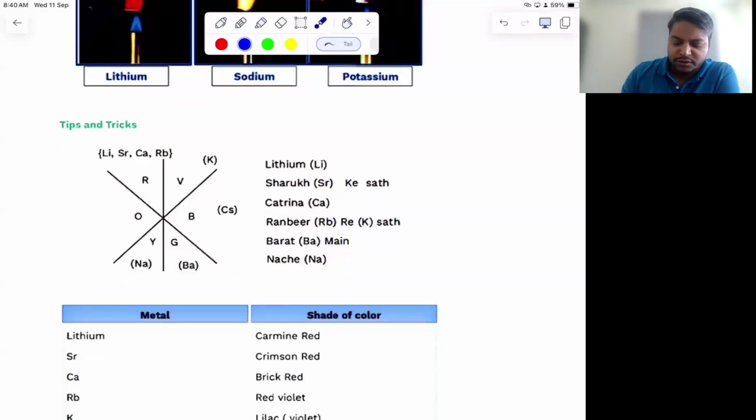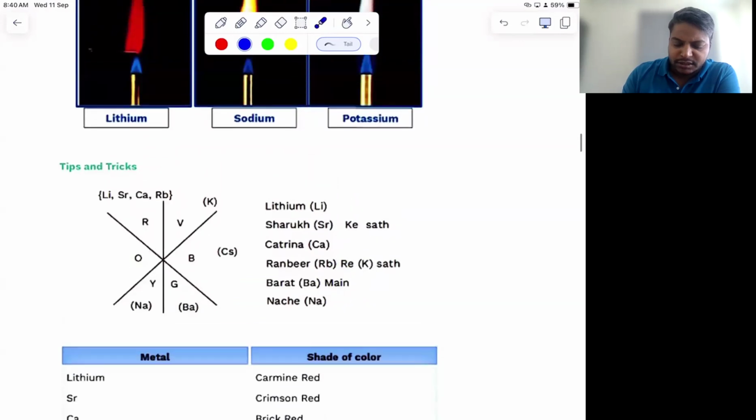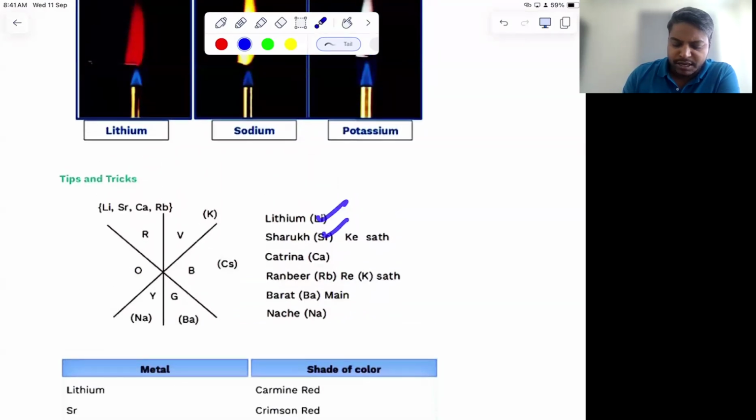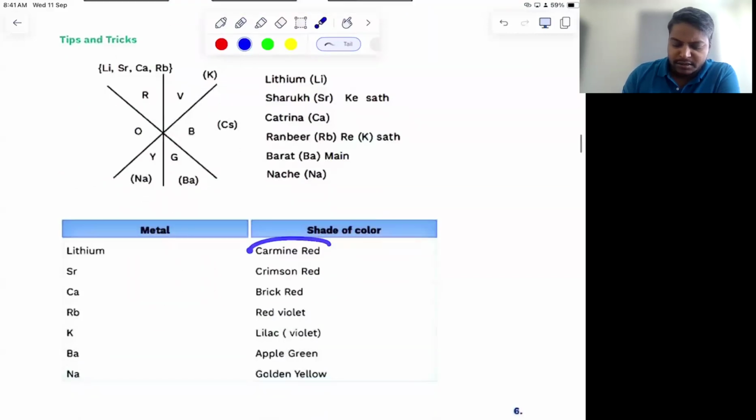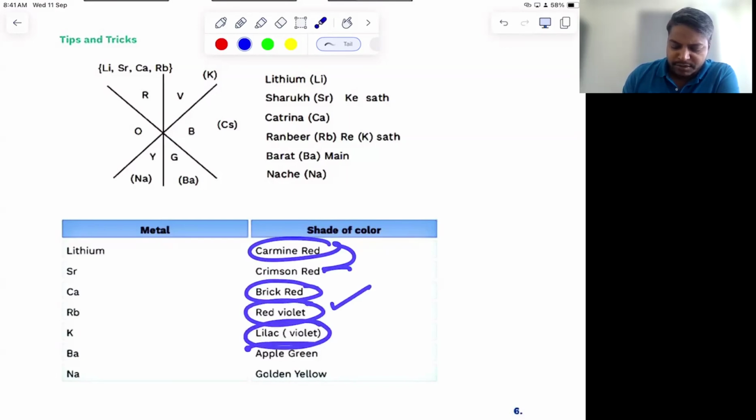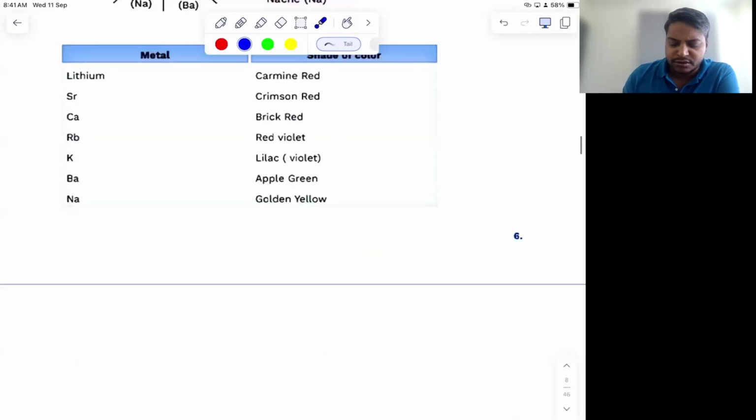You can see the colors here. Lithium, strontium, calcium would have crimson red. Then we have brick red, red violet for rubidium, lilac for potassium, apple green for barium, and sodium gives golden yellow color. These are the colors you should know.